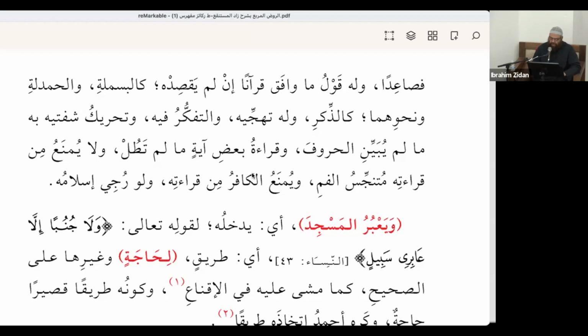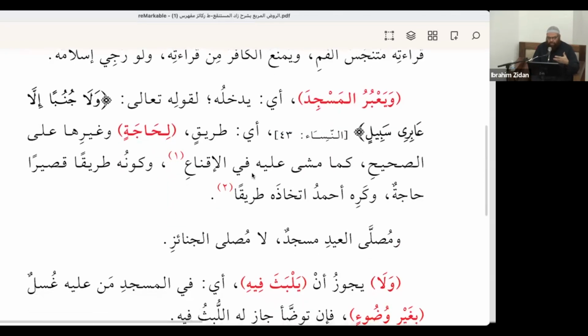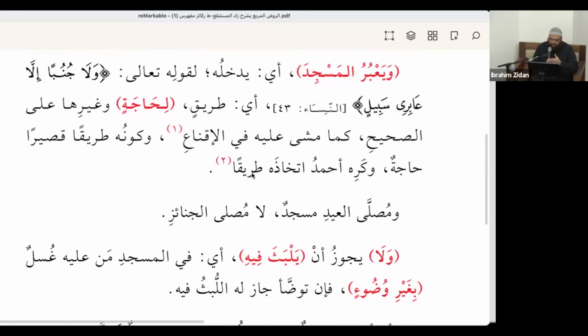So now the next part is with regards to اللبث في المسجد والمكث في المسجد, staying in the masjid, the rulings of the junub with the masjid. ويعبر المسجد. العبور is to cross, to go from one place to the other. So ويعبر, the present tense, that means this is all with the rules of the one that الغسل واجب في حقه, he has to make ghusl. It's permissible for him to cross, to walk into a masjid, from one door to the other. يعبر المسجد أي يدخله. So entering the masjid for the junub is okay, it's permissible.